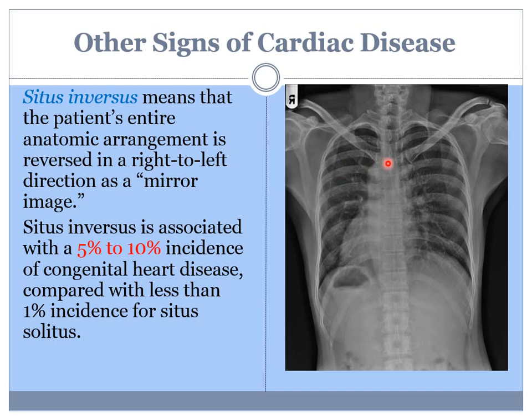Situs inversus means that the patient's entire anatomic arrangement is reversed in a right to left direction as a mirror image. As we can see here, the stomach is present on the right side, also the heart is on the right side, so all organs are on the opposite side. It is associated with a 5 to 10% incidence of congenital heart disease.